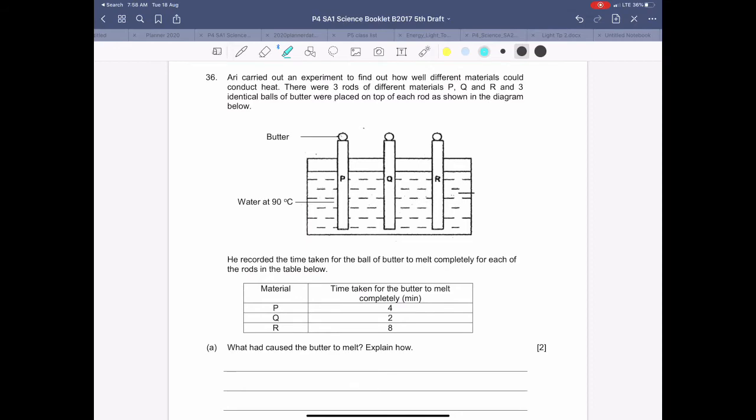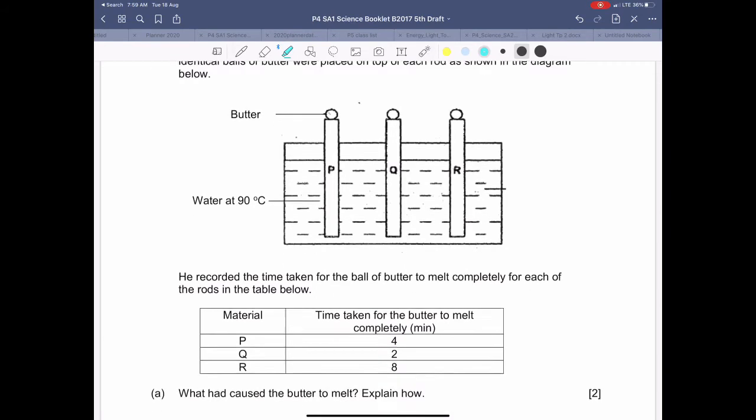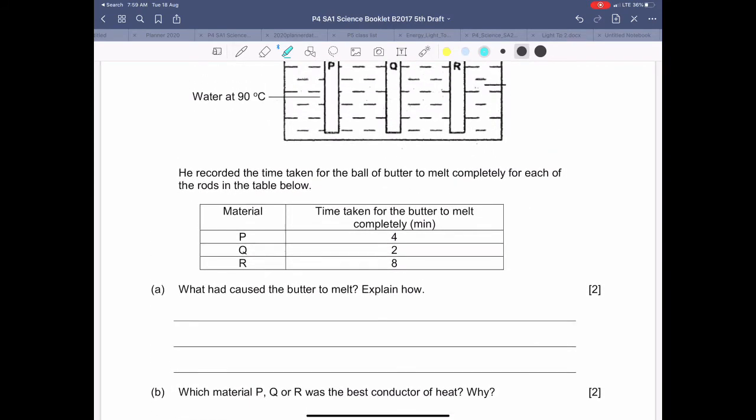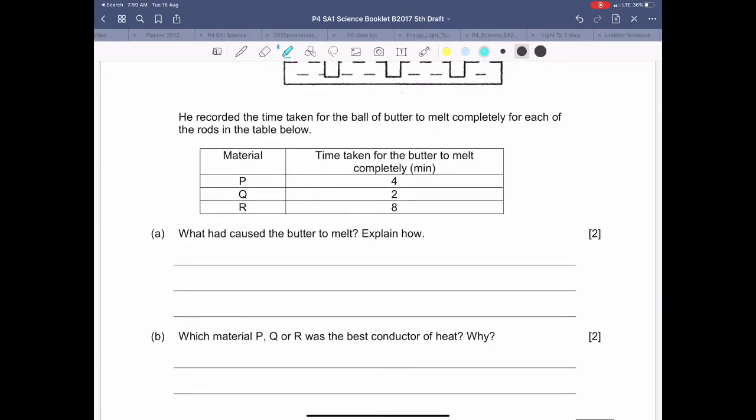Okay, for this question, once again, I want to keep reminding you, because a lot of you don't practice this good habit, is to identify the topic and then the concept. Alright, it's really important that you do that in exams. Ari carried out an experiment to find out how well different materials could conduct heat. There were 3 rods of different materials, P, Q, R, and 3 identical balls of butter were placed on top of each rod as shown in the diagram. So he recorded the time taken for the ball of butter to melt completely for each of the rods below. What had caused the butter to melt?